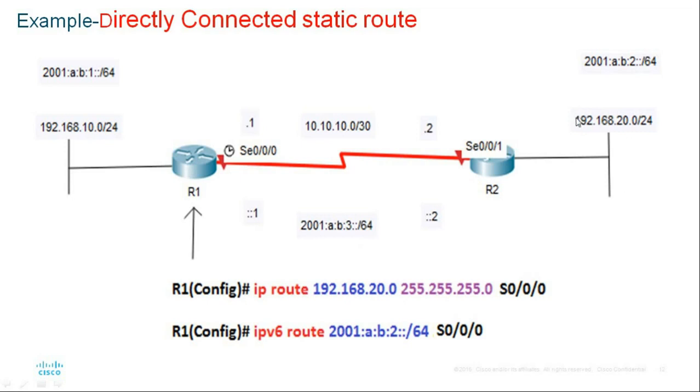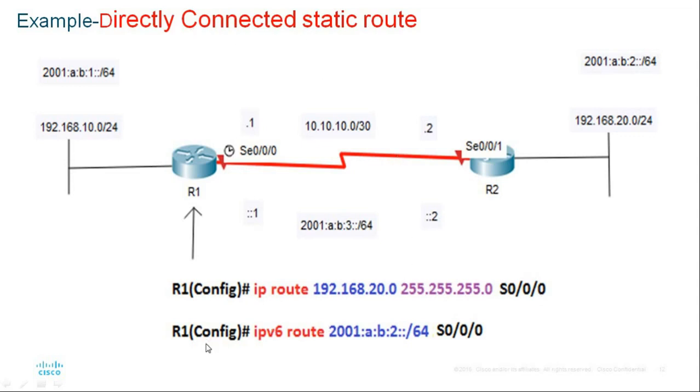IP route, the remote network 192.168.20.0, slash 24 is 255.255.255.0. And see here, for R1, I want to reach here. This is my exit point. So this one we have to write. What is this interface? Serial 0/0/0. So I write here serial 0/0/0. So this is how you will configure the directly connected static route.